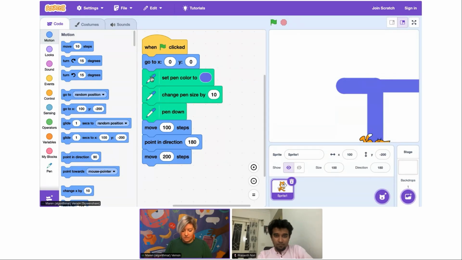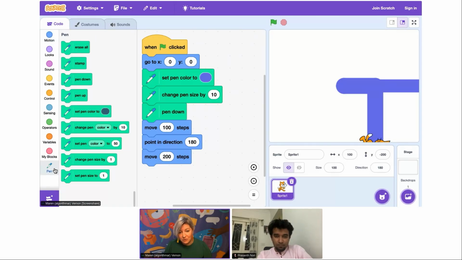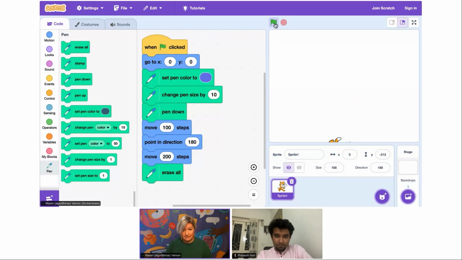And so now they're saying, like, why are my old lines on the stage? Well, let's look through the pen blocks. Do you see anything that you could use? And as my wonderful helpers have pointed out, thank you very much, erase all. Where do we want to put it though, right? Again, we have to think about, when would we want to erase? At the end? At the beginning? Let's try adding it to the end and seeing what happens.